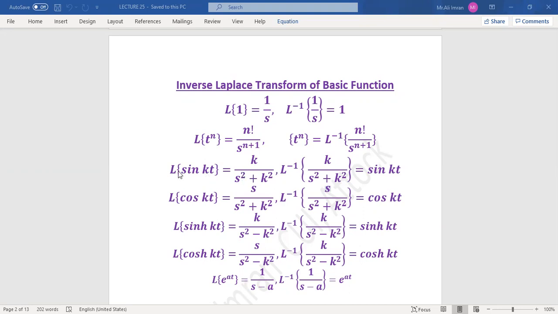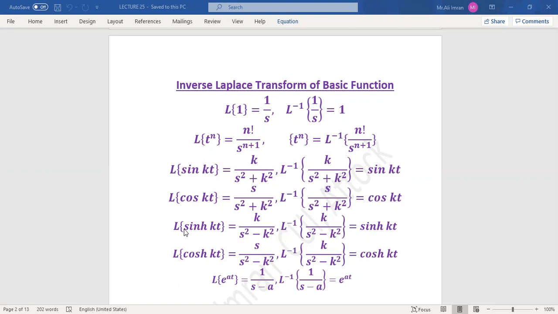Similarly, we have learned earlier that the Laplace transform of sine kt is equal to k divided by s square plus k square, and if we take the inverse of the right hand side, we will get the sine function. Similarly, we have the Laplace transform of cos of kt is equal to s divided by s square plus k square. If we take the inverse of the right hand side, we get cos of kt again.